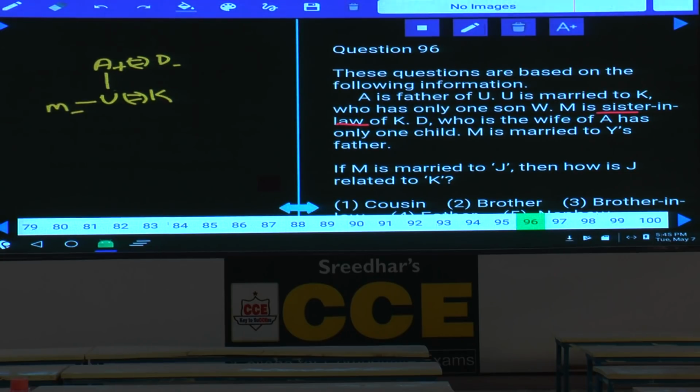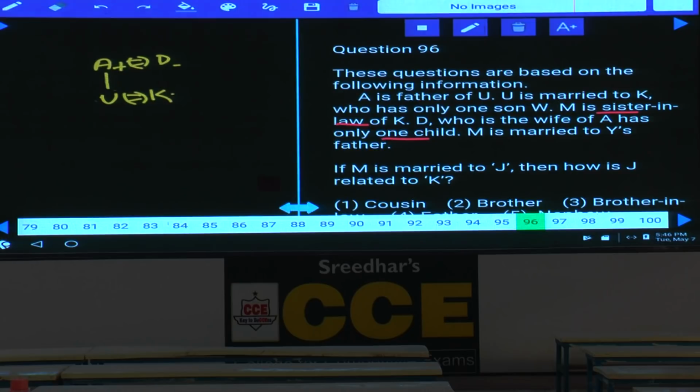If you take M is a sister-in-law, but the information is clearly given that this person A has only one child. If M is the sister of U, then U and M are two children of A, which is not possible. Hence, M is not the sister of U. Are you following this or not? Now, one sister-in-law, the spouse's sister, is ruled out.